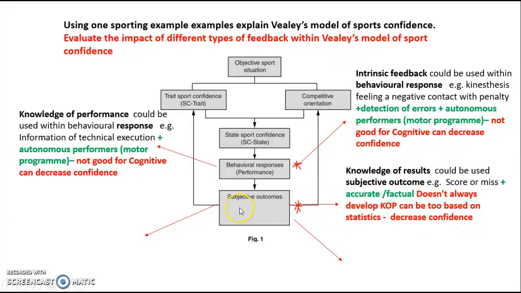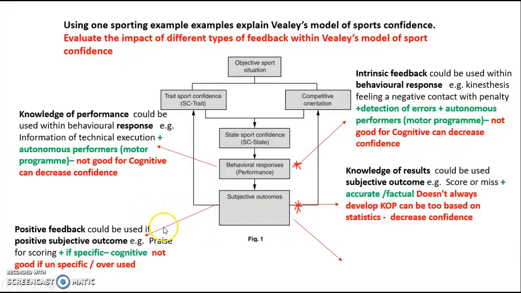Now, of course, we get down to our last couple of things here. When you're talking about subjective outcomes, you have to talk about positive subjective outcome and negative subjective outcome. If you have a positive subjective outcome, e.g. you scored the penalty, that positive feedback could be linked to those kinds of positive subjective outcomes, for example, a coach praising you for scoring. This is most effective if it's specific, e.g. you scored because it went in the corner, and it's really effective for cognitive performers because it can raise confidence. However, it's not always that effective if it's unspecific, and especially if it's overused because it can lose its effect. Now, I think personally that would be enough.